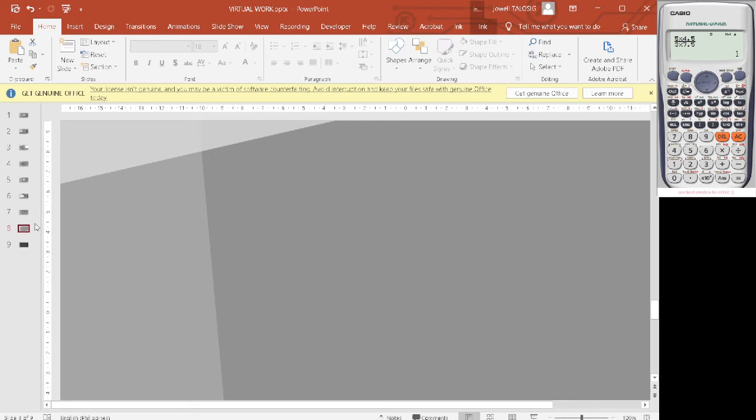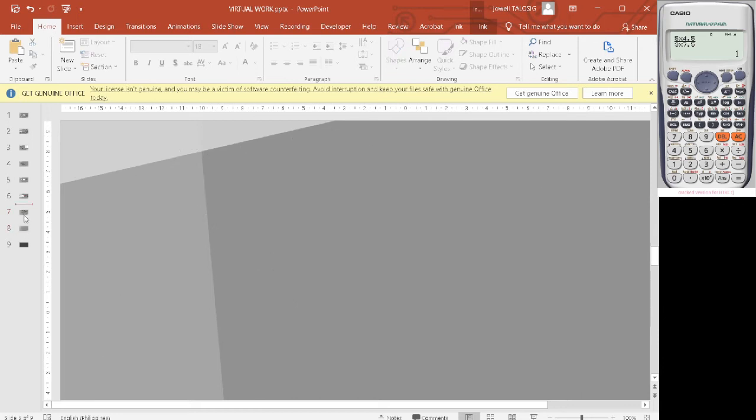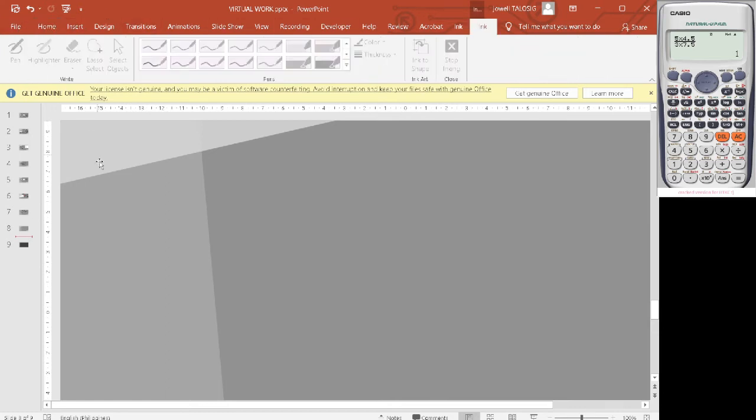Okay, we need another slide, no? So, kumpleto na tayo. Gagawin lang natin, para mas madali, is maglalagay lang tayo ng table. Okay? So, ang table natin is lagay lang natin lahat ng member. So, ang member natin is AB, AD, AE. Then, we have also BE.